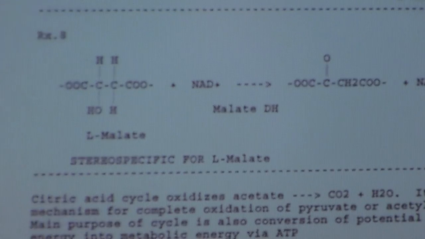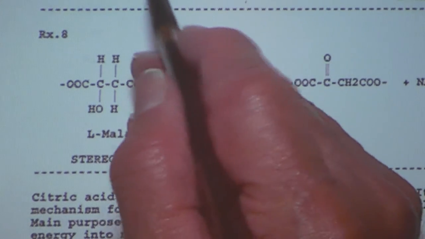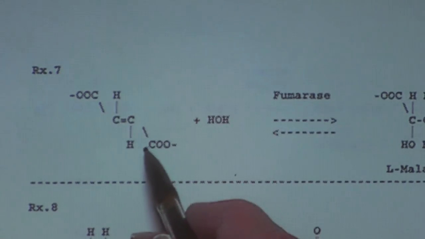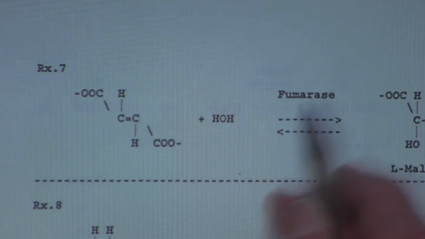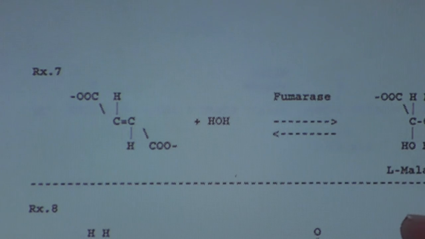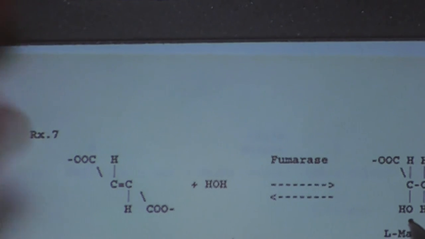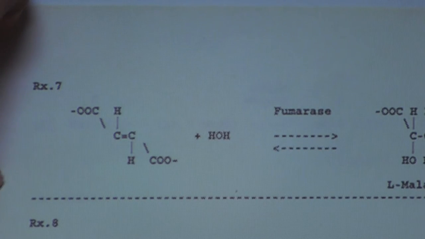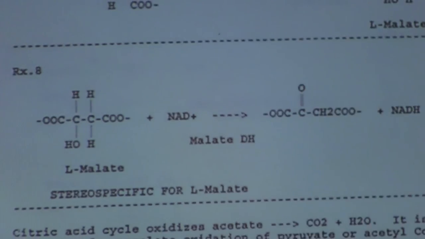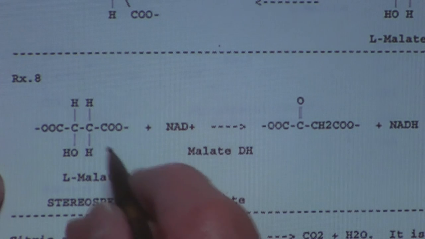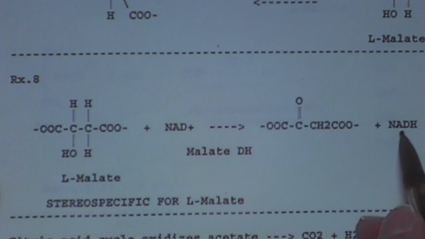The next step is step 7. So there is fumarate, the trans geometrical isomer. We have water cross the double bond. We have that called fumarate. And now we have made another stereoisomer. We made L-malate. The last step of the Krebs cycle is where we get malate dehydrogenase. This hydrogen and this hydrogen are passed on to make energy.